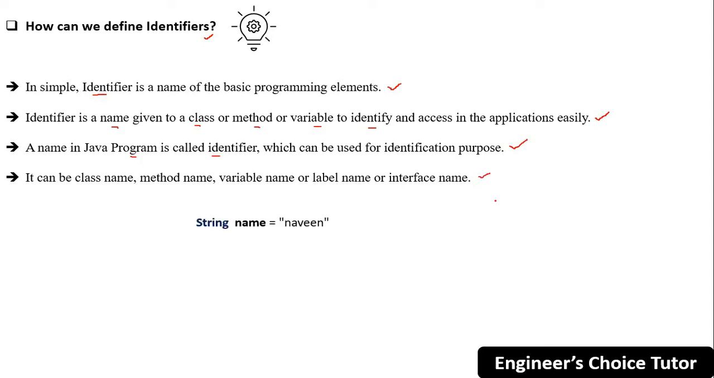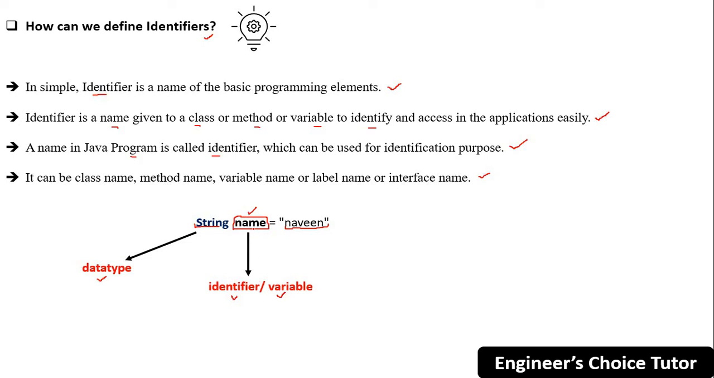For example, I have this: String name = "Naveen". So this String is what? Data type. This Naveen is what? Value, and this name is what? Variable. It is a variable, and the variable name itself is a name. So this is a data type, and this name here is the identifier or variable. Variable is basically a container which holds some value of some specific type.